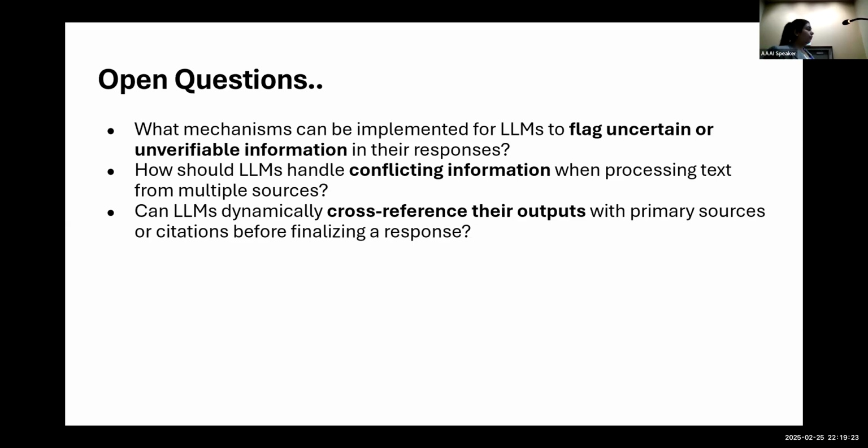So I will leave you with some open questions. In grounding, we are still very uncertain about finding unverified information for which there are no claims. How should LLMs handle conflicting information? That question still remains. Also, can LLMs cross-reference their outputs or not? These kinds of questions still remain.